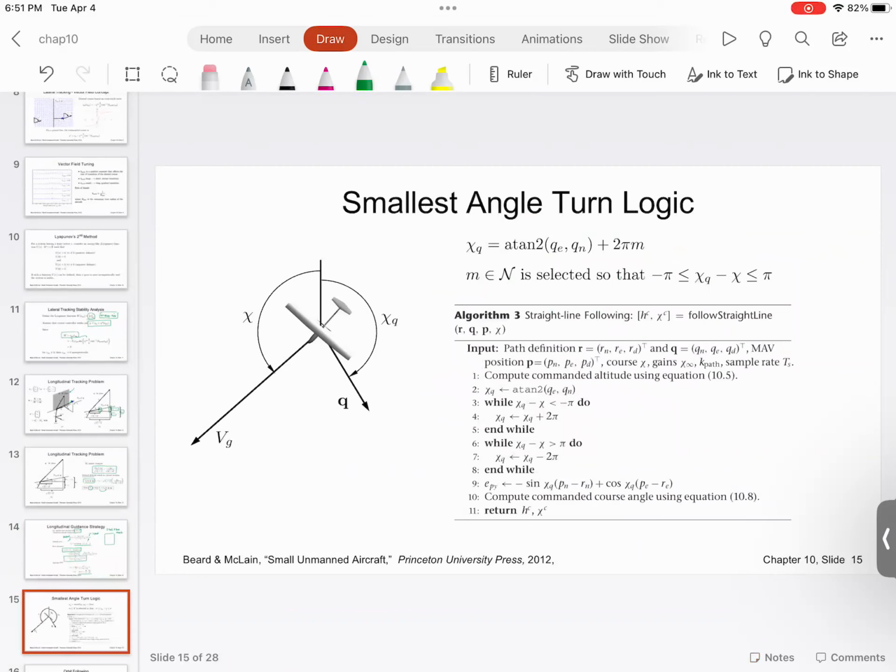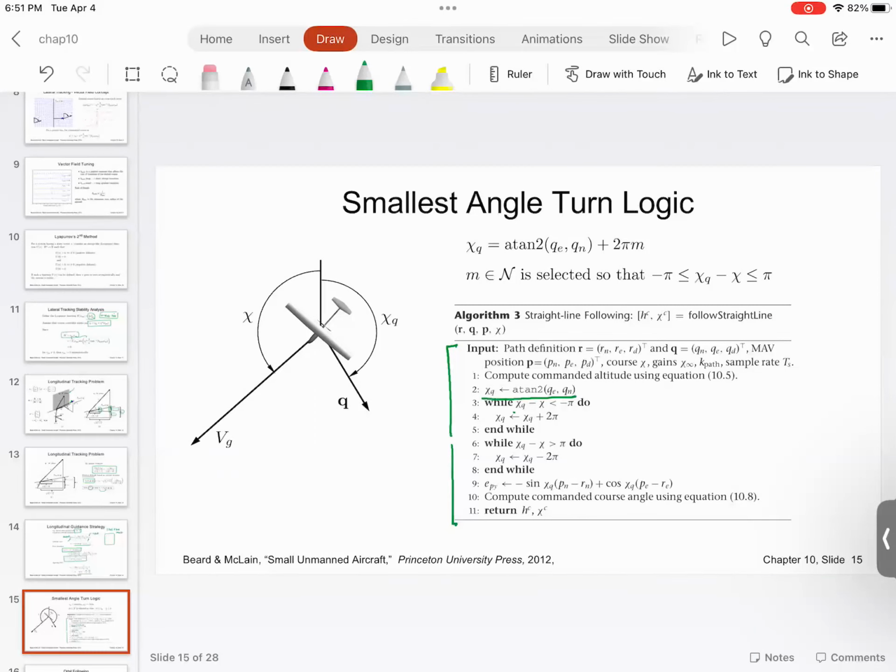Now, UAVs can't do a zero-degree turn, which means the aircraft cannot turn where it's flying. It needs to take a finite radius. So we want to find the smallest angle the aircraft can turn given its geometry. There are different algorithms, and this is one algorithm, wherein you define the path parameters and find chi-q, which is the desired course.